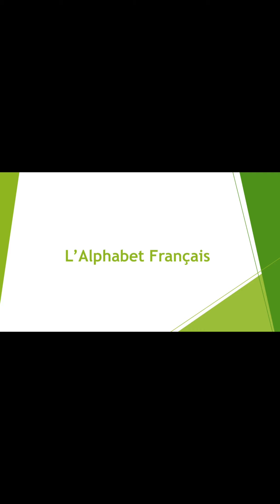So let's begin with the French alphabet, that is l'alphabet français. As in English, we say A for apple, B for ball, but in this video it will be slightly different. Here we would say A for A. That is, the first letter A is pronounced as A in French. So let's continue with the same.